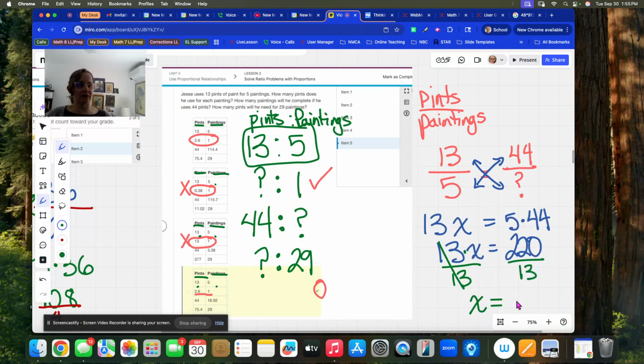And then we'll look for it. 16.9 paintings goes with 44. So I'm looking here at this one. 44, they say, is 114 paintings. No way, Jose. Look at this one. 44 goes with 16.92. So this one truly is it. And then I don't have to check the last ratio, because of the process of elimination.